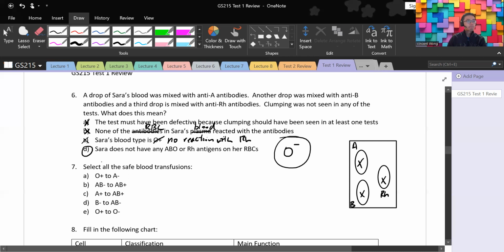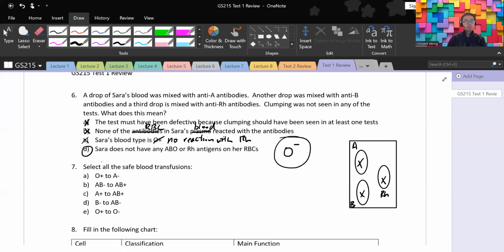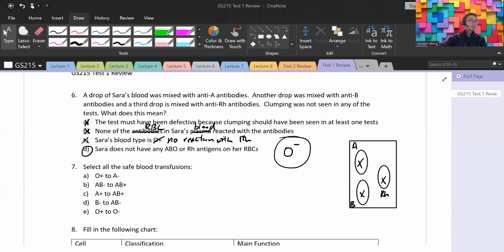Okay. Questions? Let's try the next one. Safe transfusion. Select all the safe transfusions here.